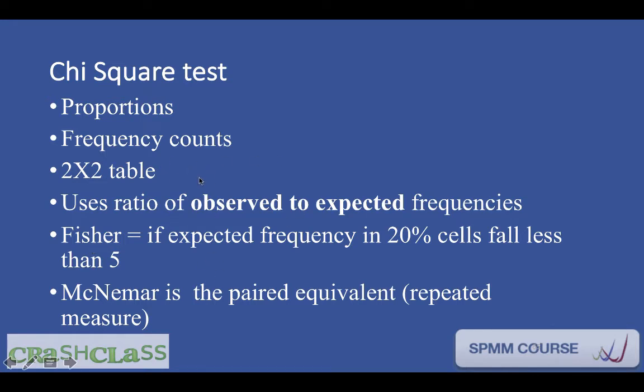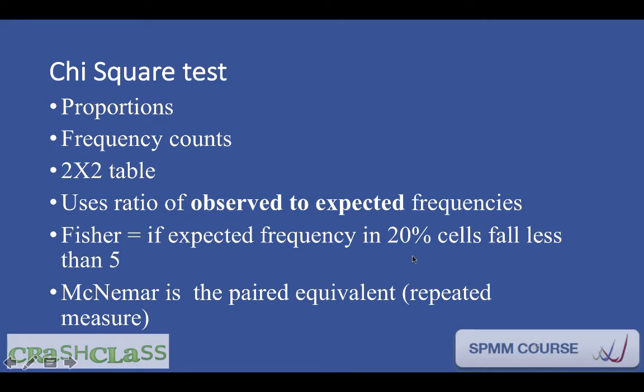When you draw a 2x2 table, you should have a decent number in all the cells. If at least one cell in a 2x2 table has a value less than 5, then chi-square becomes unstable, not dependable. So you will use a modification of chi-square. In that case, it's called Fisher's exact test. Fisher's exact is the same as chi-square, but it is used when one of the cells in your 2 by 2 table has a value less than 5. Okay.